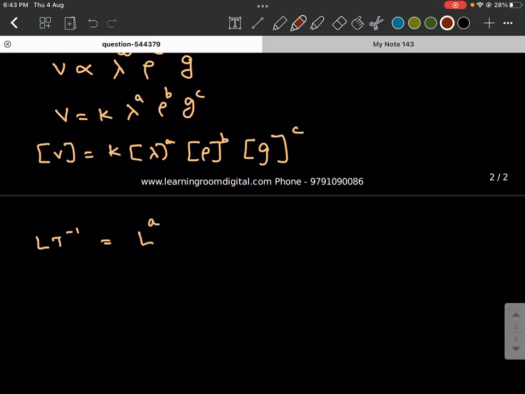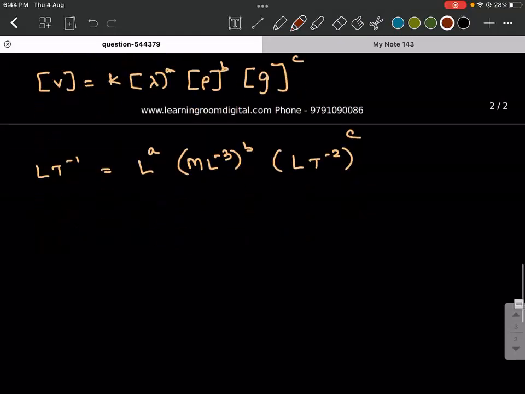What is the dimensional formula of density? Density is mass by volume. So M L power minus 3. G is acceleration. Acceleration is meter per second square, so LT minus 2 to the power C. So LT minus 1 will be equal to, I'll write M first, M power what is the power that is there?